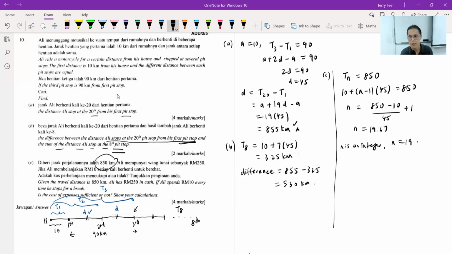If he stopped 19 times, how much did he spend? Each time he stopped, he spent 10 ringgit. So he spent a total of 190 ringgit. He has 250 ringgit. So the answer is he has sufficient money, to cover his costs. Or his expenses are sufficient. Just say sufficient money would do. Okay, all right. Very interesting question.